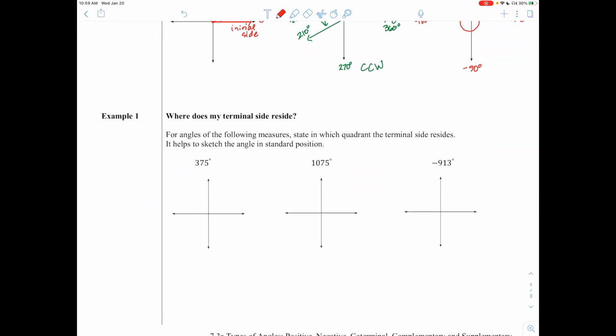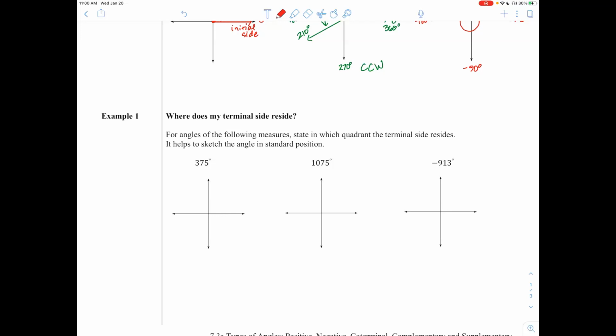So the first thing that would be really useful for you to practice and learn is how to figure out, if I give you, say, a 2500 degree angle, where does the terminal side of that angle actually lie on the coordinate plane? We're going to be looking at where my terminal side resides, and I'm going to give you some different strategies for finding the answer to this.